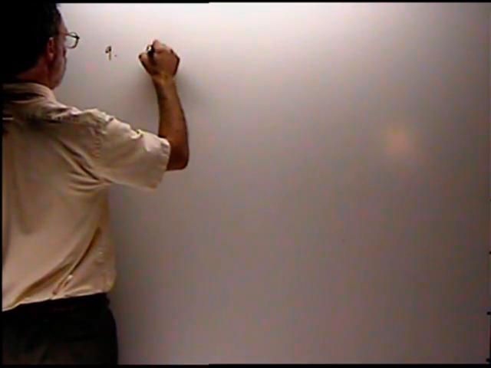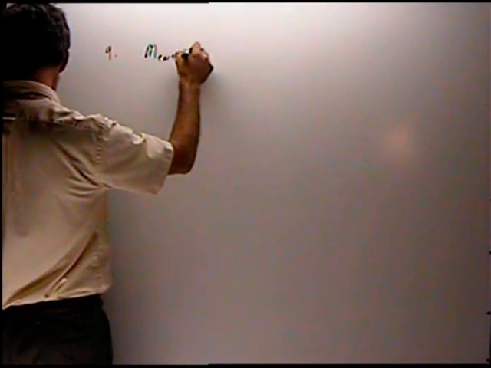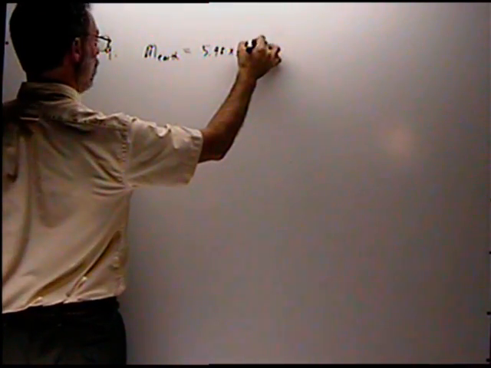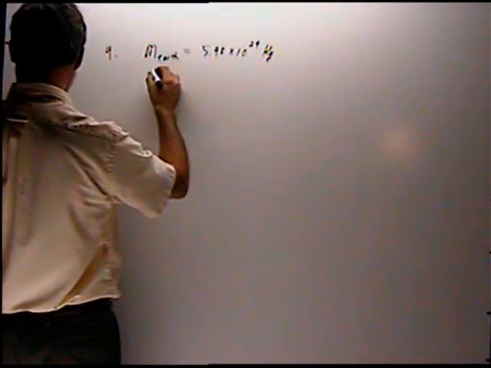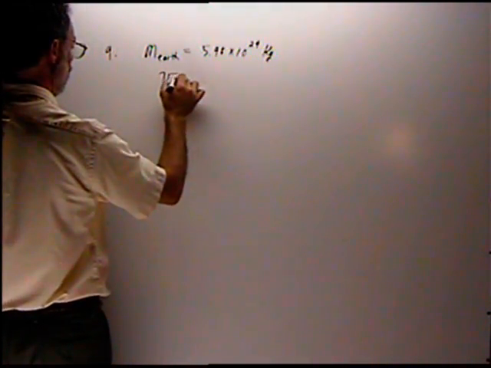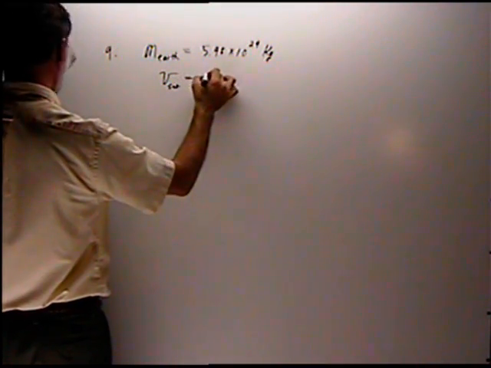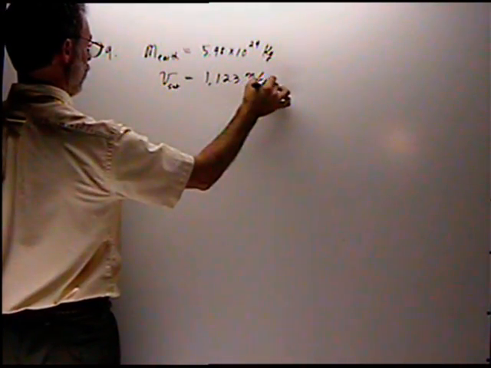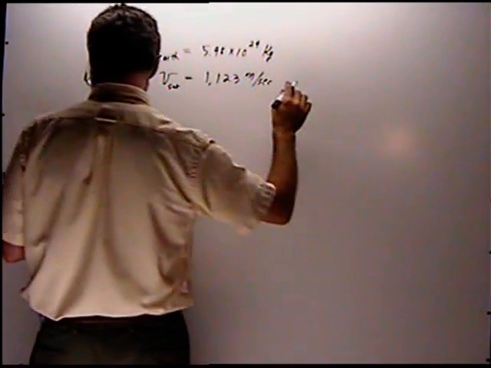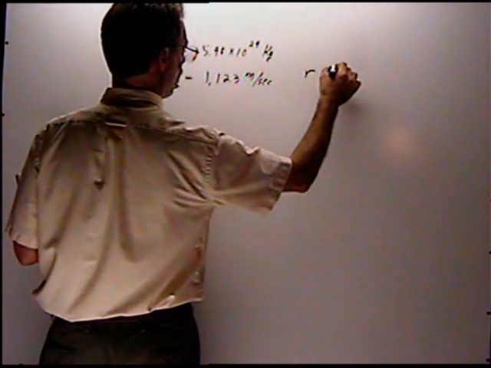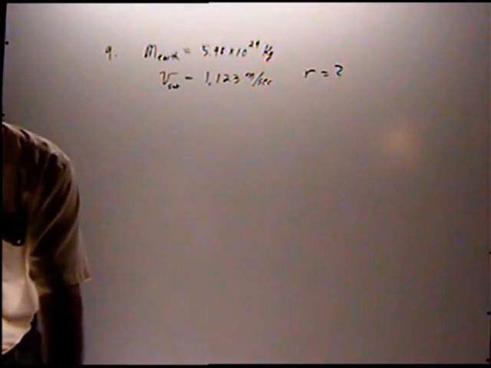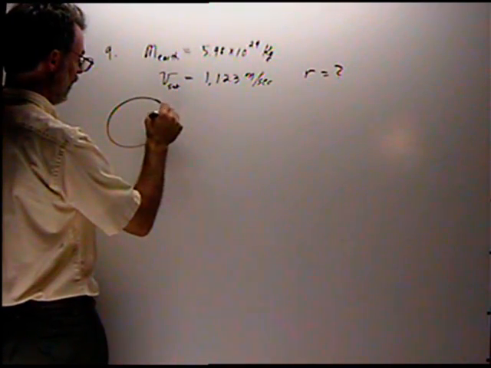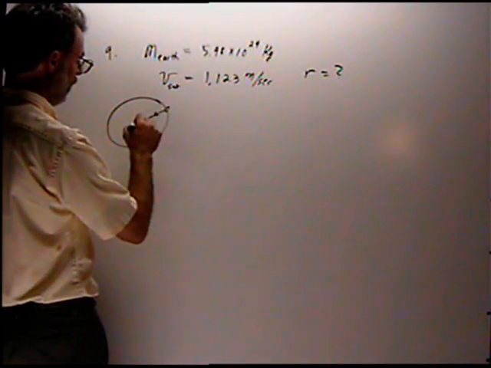So it gives the mass of the Earth of 5.98 times 10 to the 24 kilograms, and it gives that the velocity of the satellite is 1,123 meters per second. And the question is, what is the radius of this orbiting satellite? Here's the satellite. Again, here's Earth.